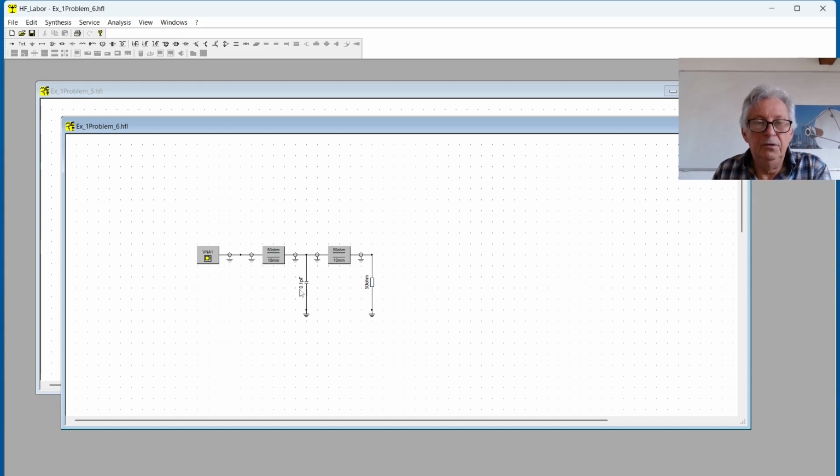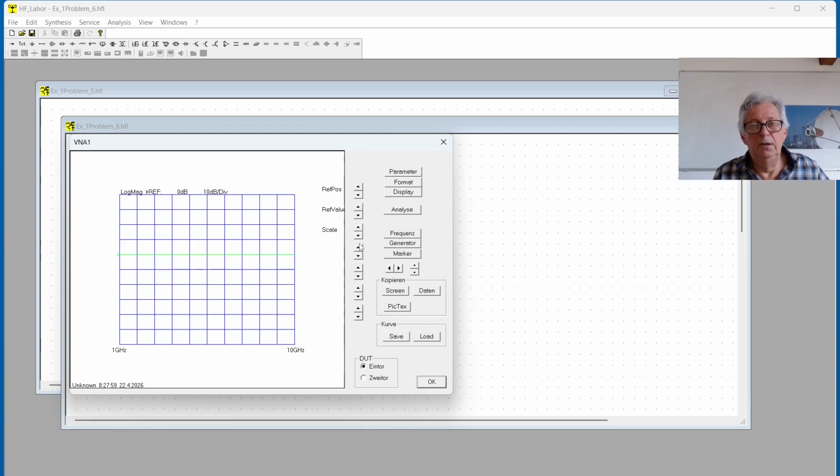And here I have the 0.1 picofarad capacitor, which represents our dielectric support. And here we have again the 50 ohm transmission line. The length of this transmission line doesn't play any role, since we are only interested in the absolute value. And now we can analyze this situation.